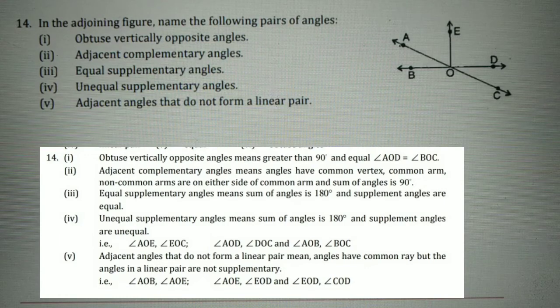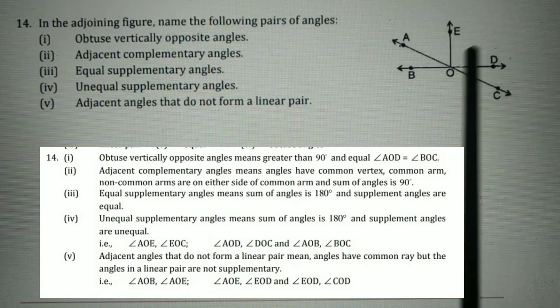Next are the adjacent angles that do not form a linear pair. So students, the fifth part is adjacent angles that do not form a linear pair. The angles are adjacent, there must be a common arm between the angles, but they do not form a linear pair, which means their sum is not equal to 180 degrees. It is not important that their sum is 180 degrees, but they are adjacent angles.